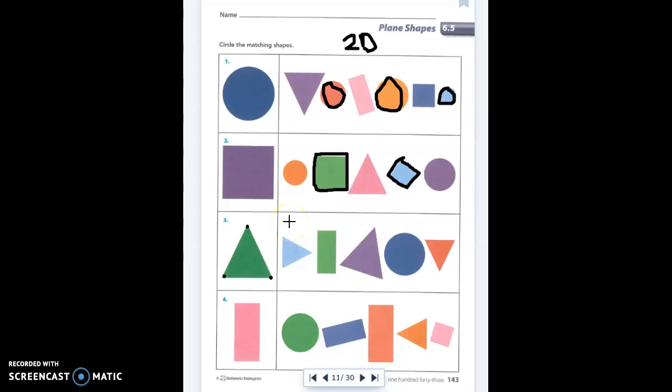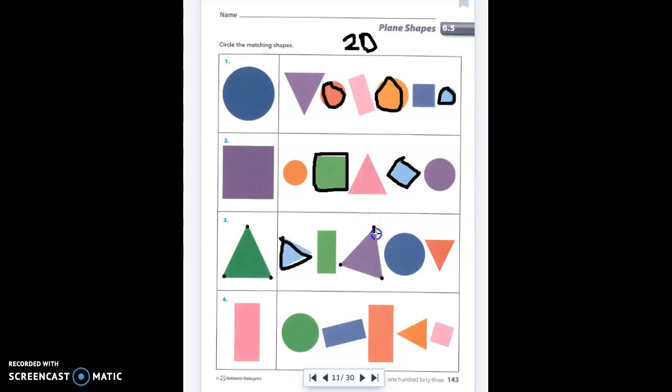Okay, so when the sides meet, they form a corner. And a triangle has 3 of these. So 1, 2, 3. It can be turned any direction, but you still get a triangle. So if I look here, 1 side, 2 side, 3 sides. That's still a triangle. Here's another one. Check this out. 1 corner, 2 corner, 3 corner.